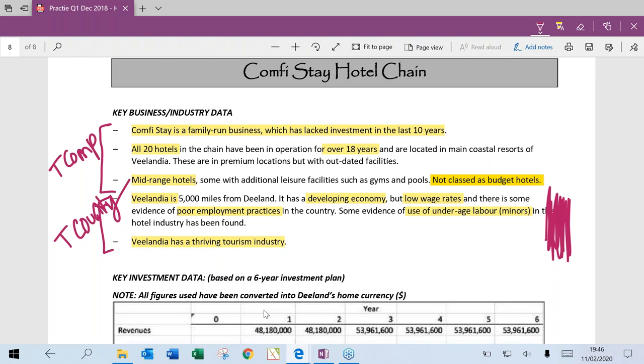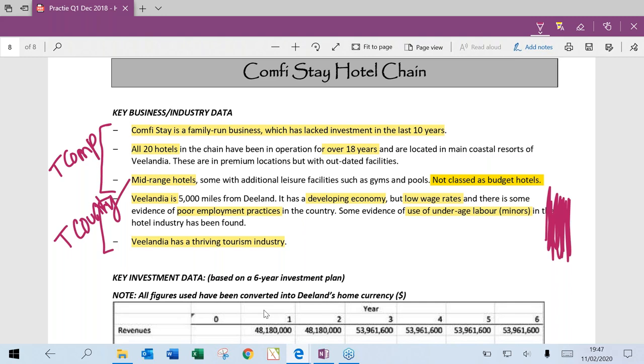Aston is asking, is it acceptable for the examiner to take lines from the exhibits to use in your answer? Yes. From the exhibits, you have to pick information, right? If you are picking information, that doesn't mean you are copying. You can change the grammar a little bit, but the information will never change. The bulk of the exhibit contains information like mid-range hotel, not a budget hotel, 20 hotels, 18 years, family-run business, lack of investment. These are sentences, but they're also facts. So you can copy 70-80% from the exhibits. No issues in that.